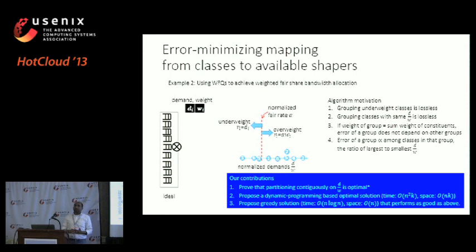So under some technical assumptions, we prove the nature of an optimal partitioning. We have a dynamic programming solution that gives you the optimal answers. And we have a greedy solution that's a little bit faster, uses a little less space, but tries to approximate what the dynamic programming solution does.